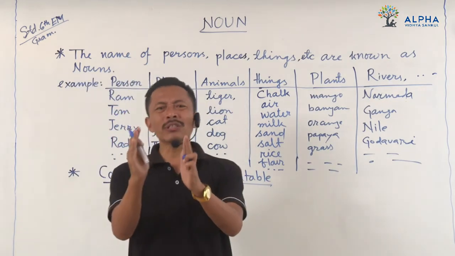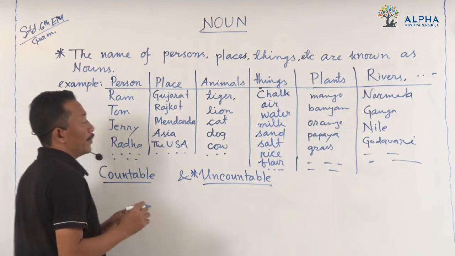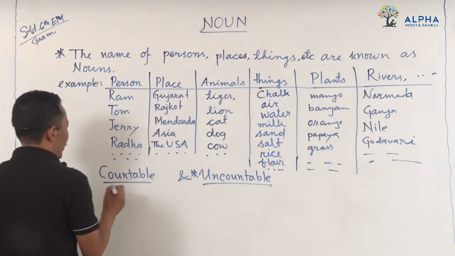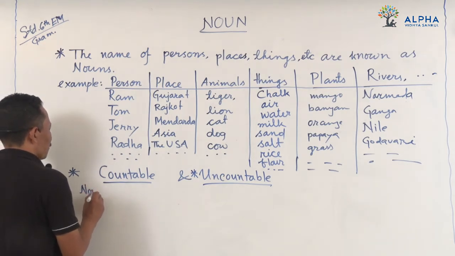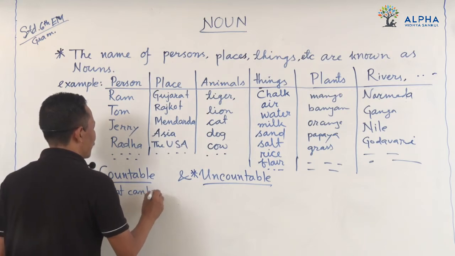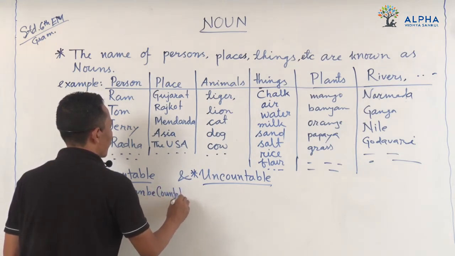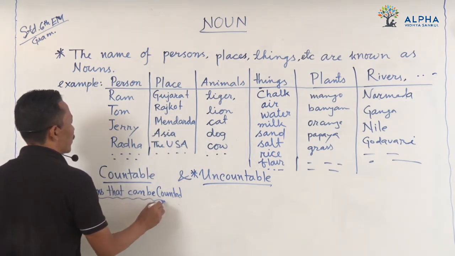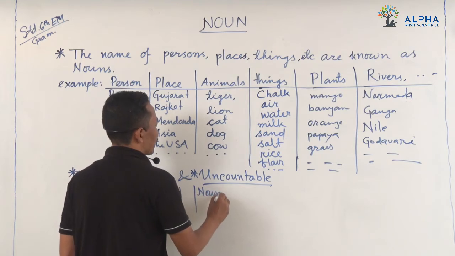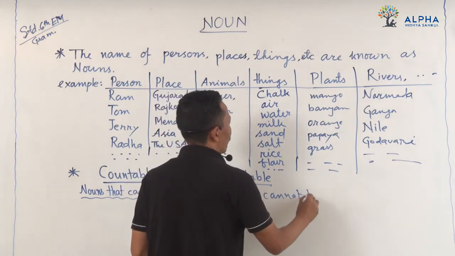The nouns can also be divided into 2 types. The first one is countable, which means the nouns that can be counted. And this is the nouns that cannot be counted.